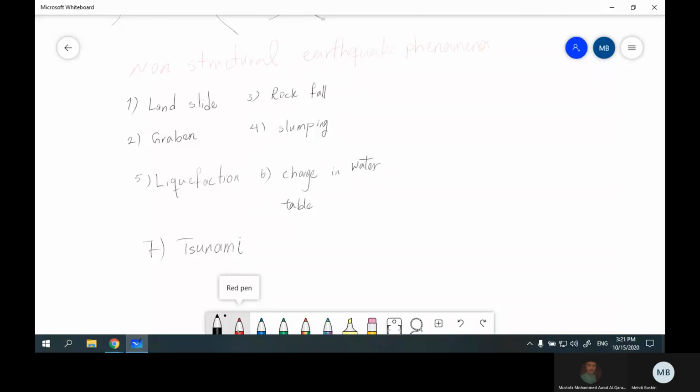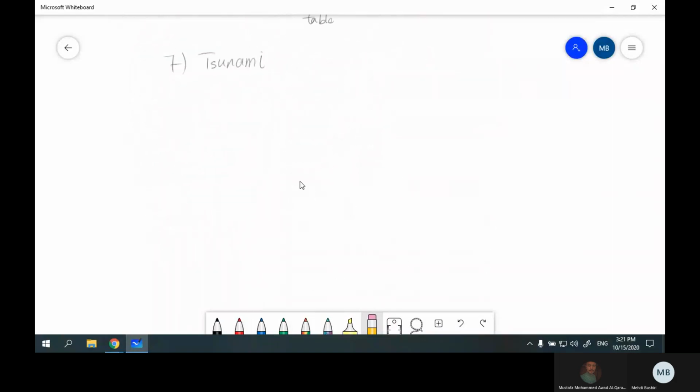As I said, for example, after the earthquake, we may have a collapse or a failure in one of the columns, or in one of the beams, or in braces, or in walls. All of them are structural. But if we talk about the rivers, mountains, water tables, seas, oceans, all of them are non-structural. Now I'm going to explain each of these phenomena.